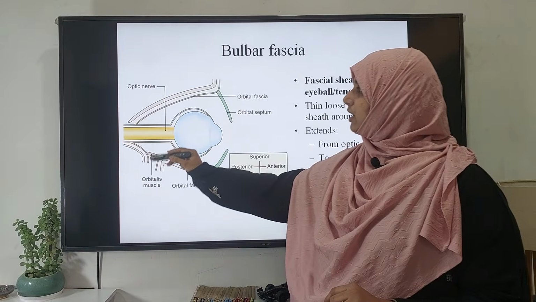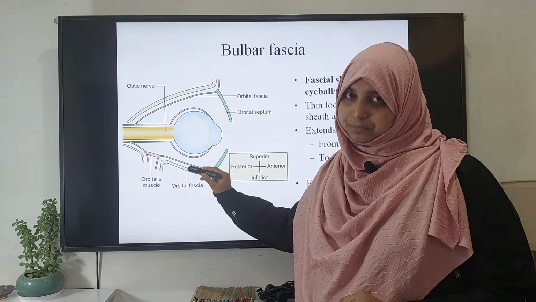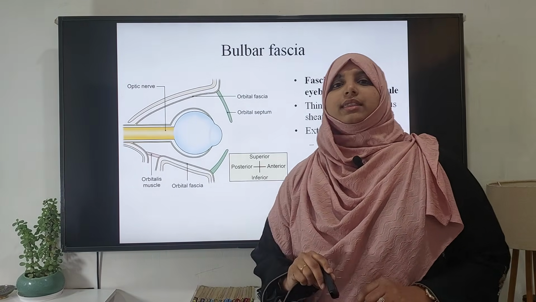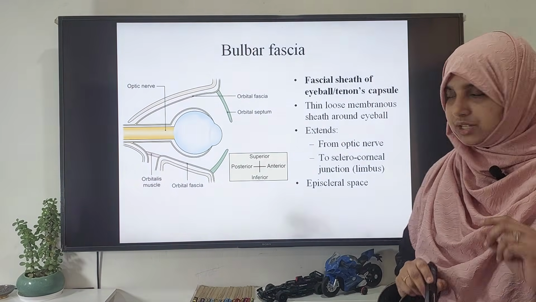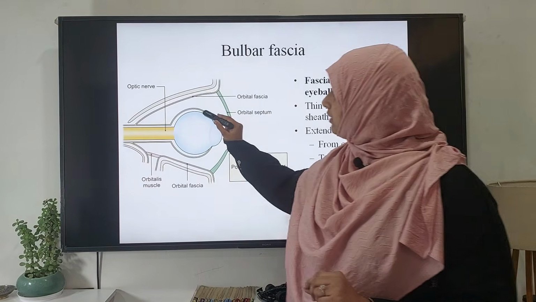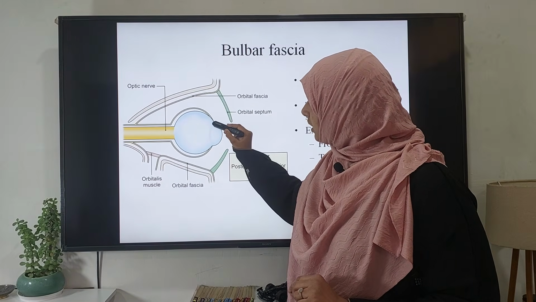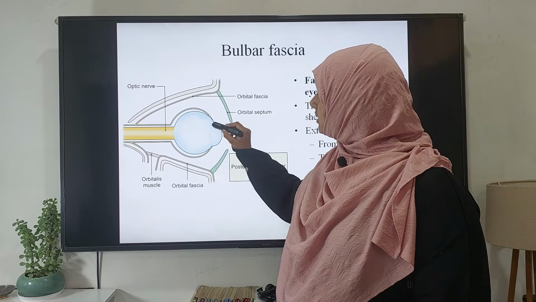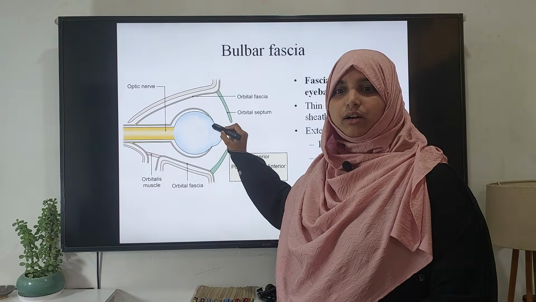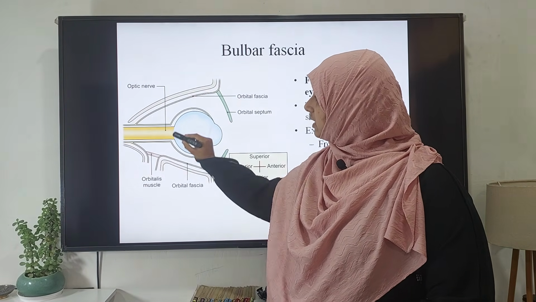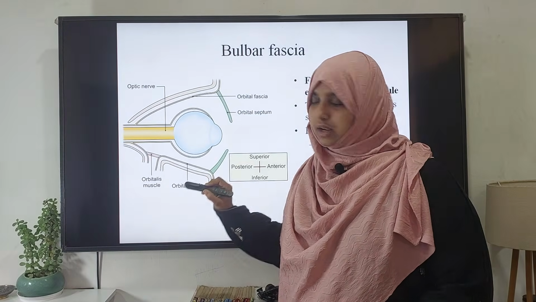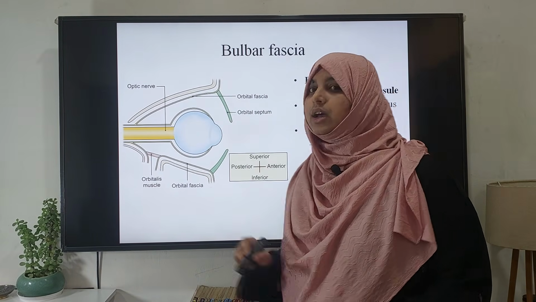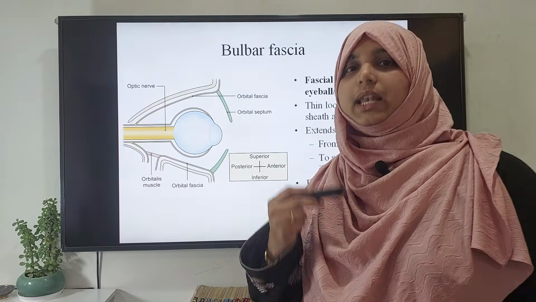So in this image again, if you see, this is the eyeball. The eyeball is going to be covered by a thick sheath. That is called the bulbar fascia. Anteriorly, if you see, it is going to attach to this point. Which point is this? If you remember from your previous classes, this is the cornea of the eyeball. And posteriorly, this is the sclera of the eyeball. This junction between the cornea and the sclera is called the corneoscleral junction or limbus.